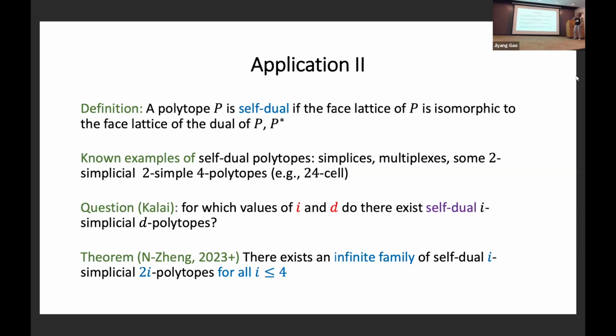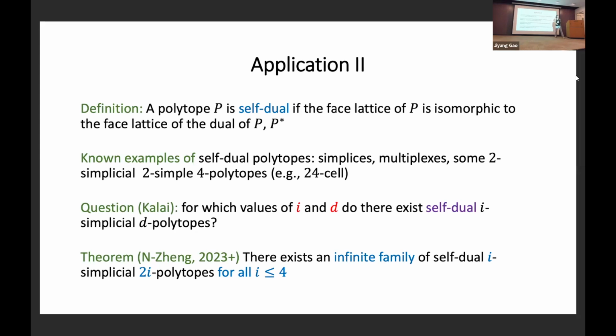Here's another application. If you look at any polytope P and its dual polytope, their face lattices are anti-isomorphic, so there is a map that reverses inclusion. You say that the polytope is self-dual if the face lattice of P and the face lattice of P star are also isomorphic. Some known examples: the simplex is always like that, and there is a polytope called multiplex. So these are also self-dual. Those two simplicial, two simple, four-dimensional polytopes have a symmetric f-vector. So they're candidates. Not all of them are self-dual, but some of them are.